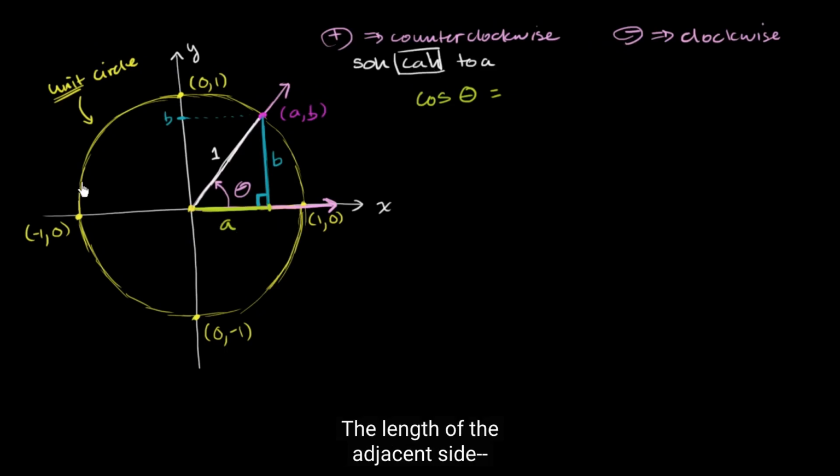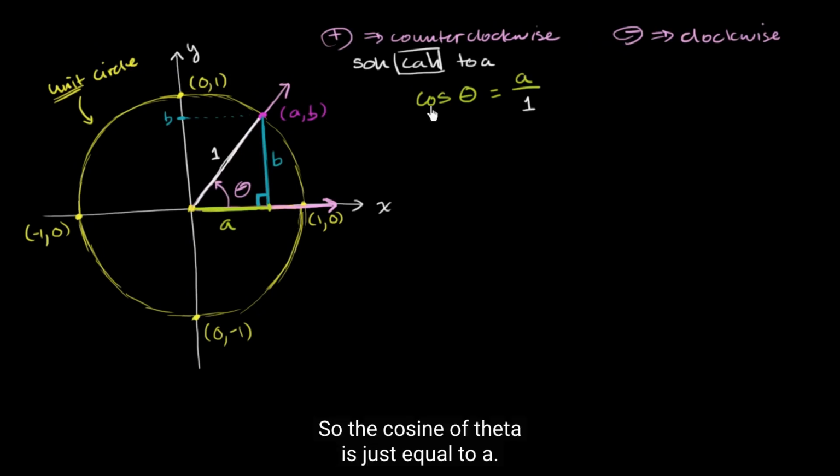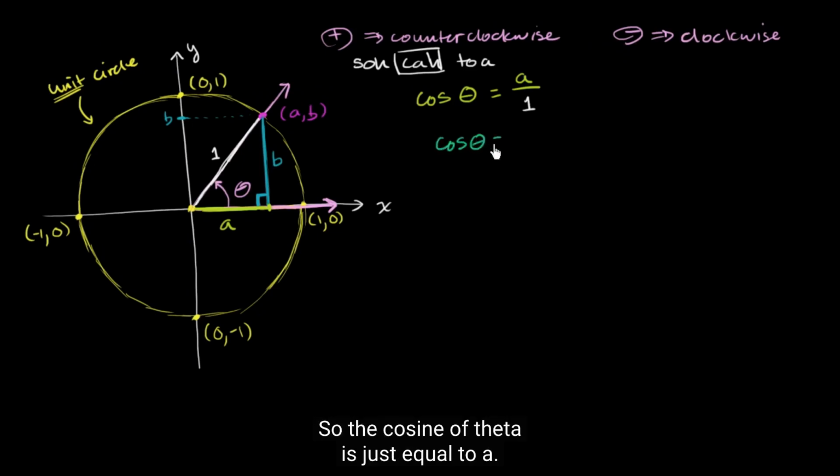So what's this going to be? The length of the adjacent side for this angle has length a, so it's going to be equal to a over what's the length of the hypotenuse? Well, that's just 1. So the cosine of theta is just equal to a. Let me write this down again. So the cosine of theta is just equal to a. It's equal to the x-coordinate of where this terminal side of the angle intersected the unit circle.